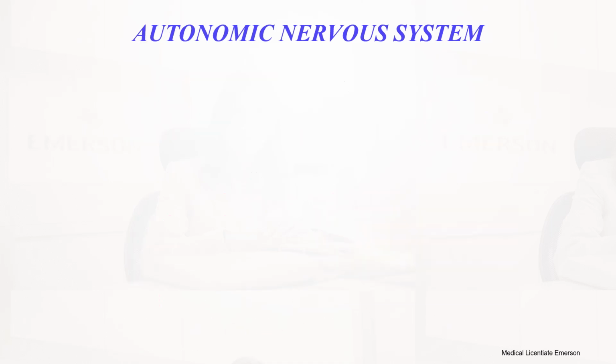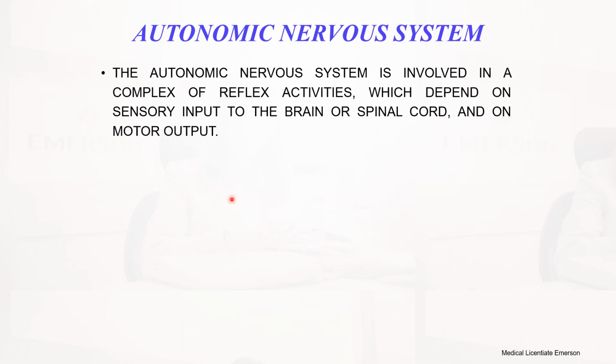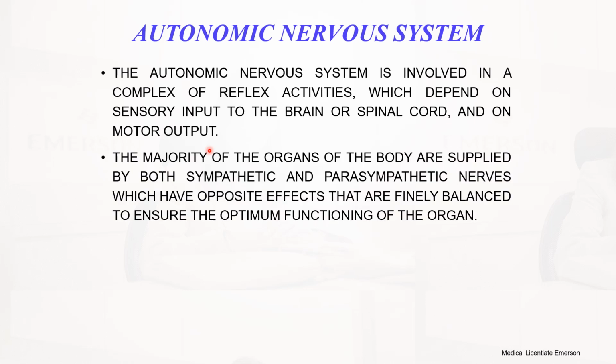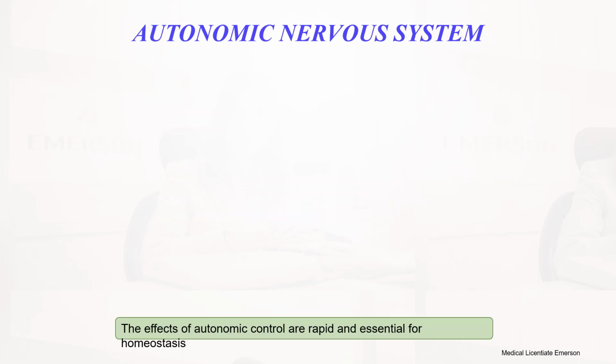That's the somatic. Okay, then the autonomic nervous system is involved in complex reflex activities which depend on the sensory input, the brain or spinal cord, and on motor output. Then the majority of the organs of the body are supplied by both sympathetic and parasympathetic nerves, which have opposite effects that are finely balanced to ensure the optimum functioning of the organ. Okay, so that's about the autonomic nervous system.